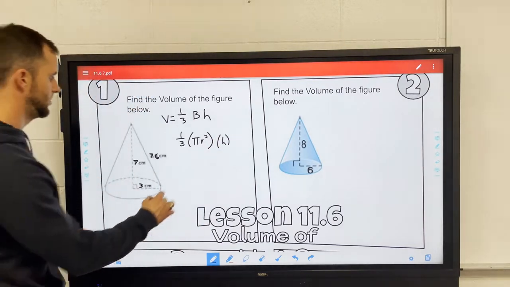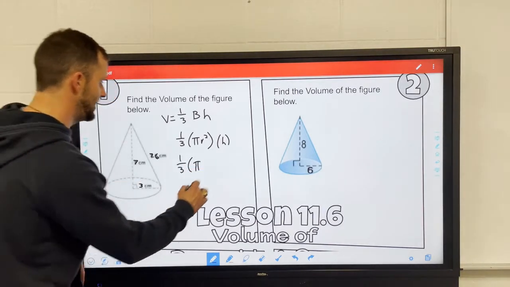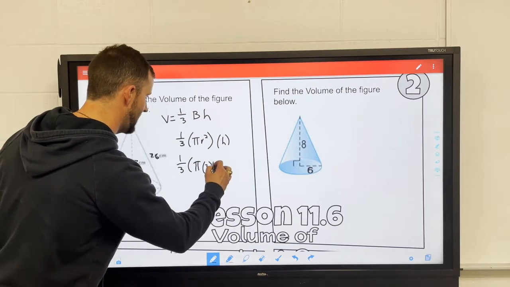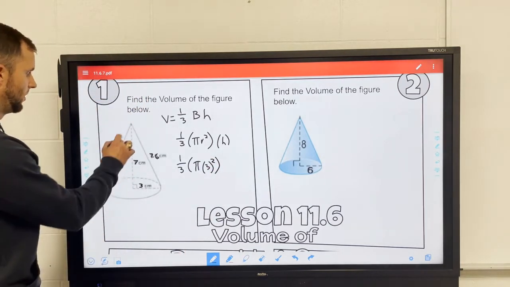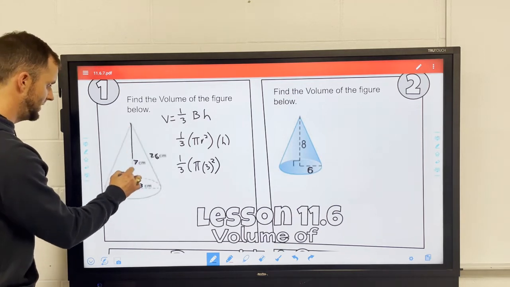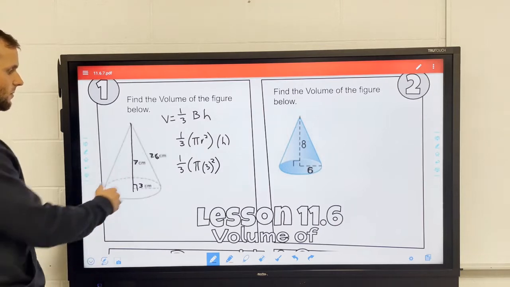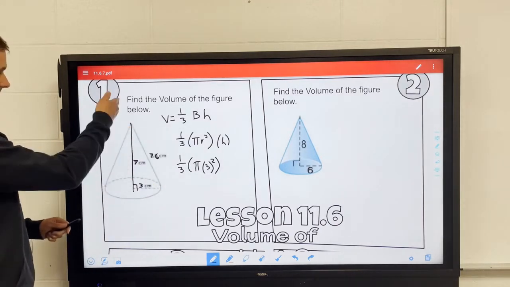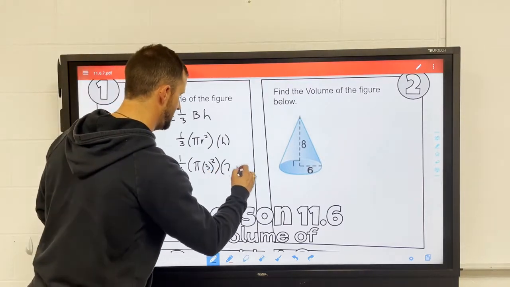I'm going to do 1/3 of pi times my radius, which is 3 squared. Then I'm going to multiply that by the actual height. Remember, height is from the vertex straight down to the 90-degree angle. So my height here is going to be 7. Remember, this is the lateral height; I need the vertical height of the actual cone. So I'm going to multiply all of that by 7.